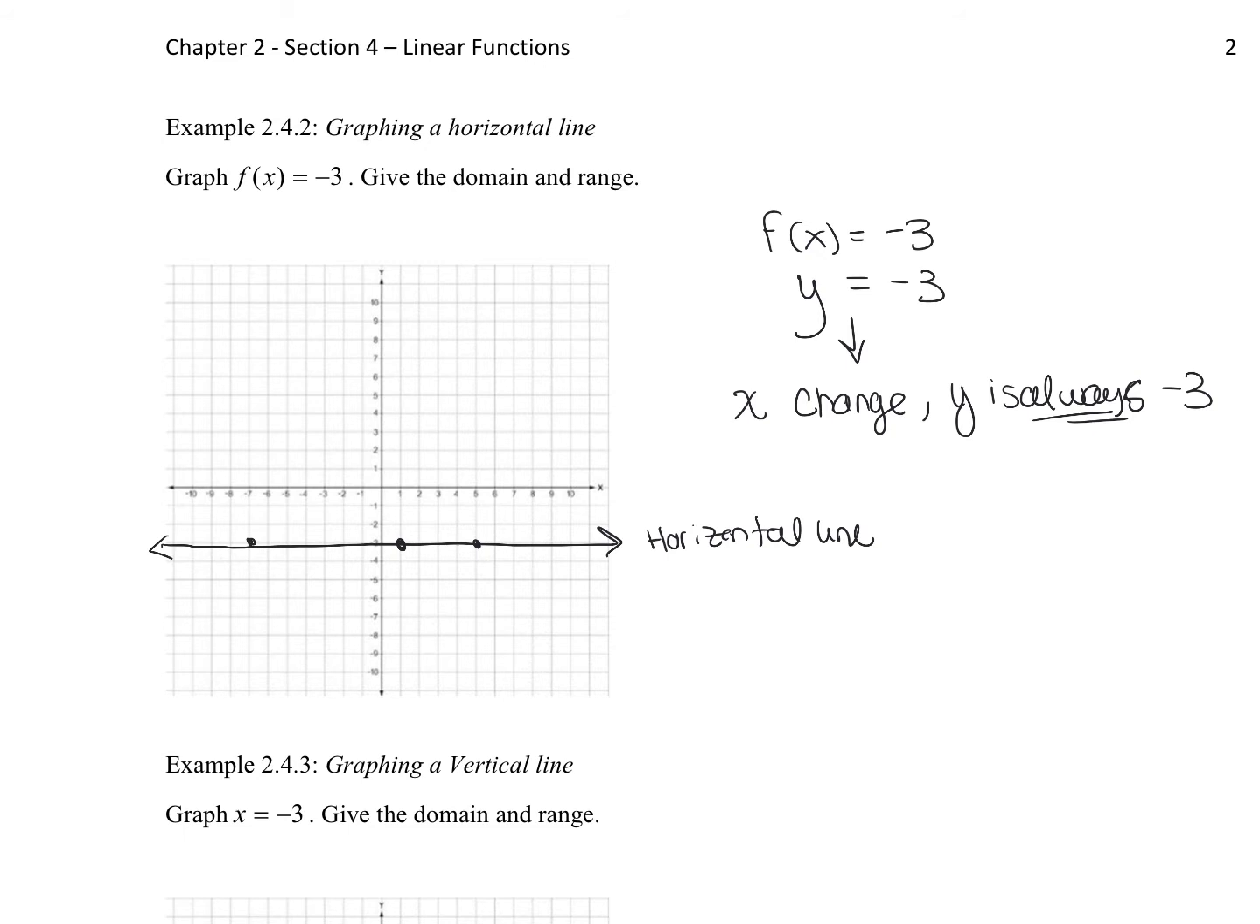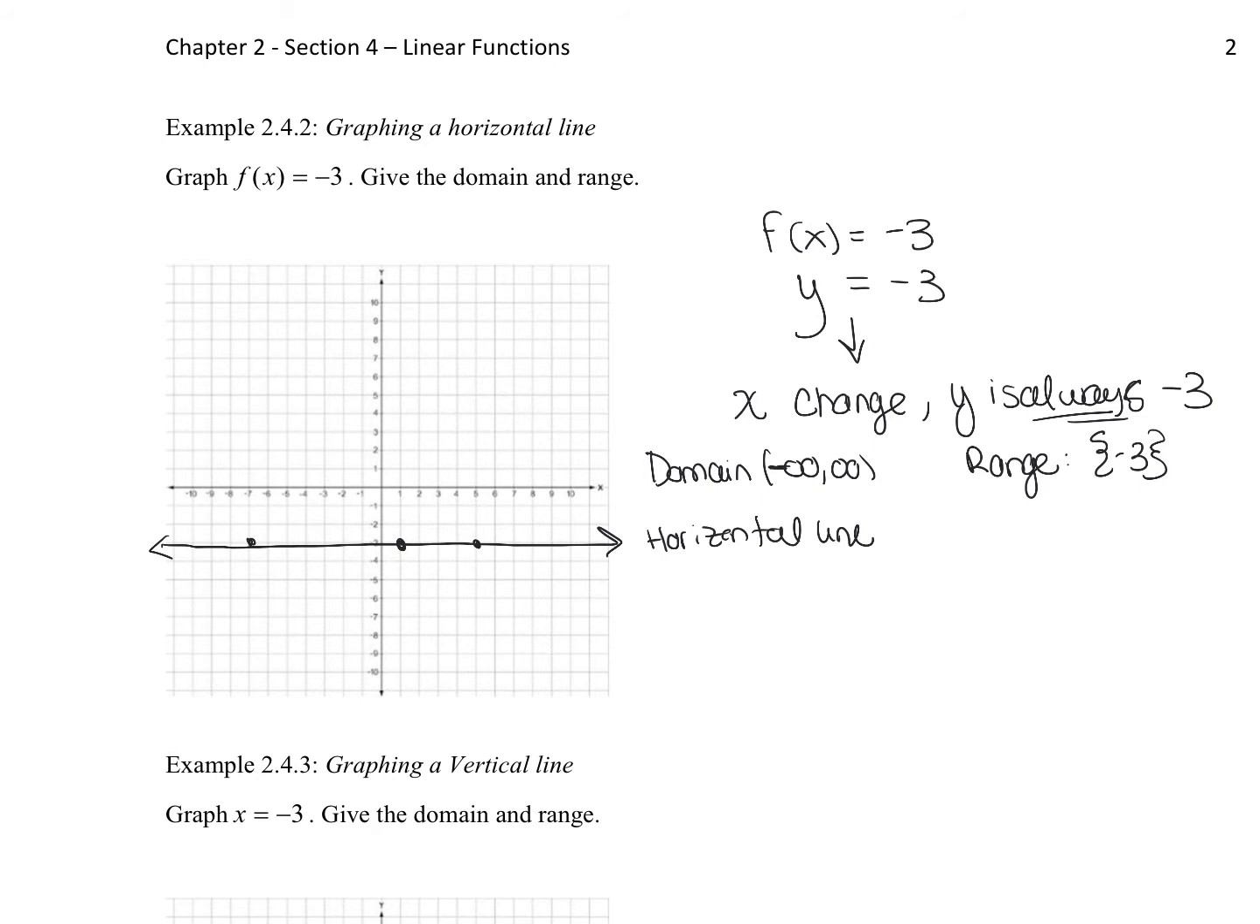Since my y is always negative 3, and my x changes, when I go to find my domain and range, x is changing. I move side to side. So my domain is going to be negative infinity to infinity. But my range, because I only have one y value, is going to be simply negative 3.